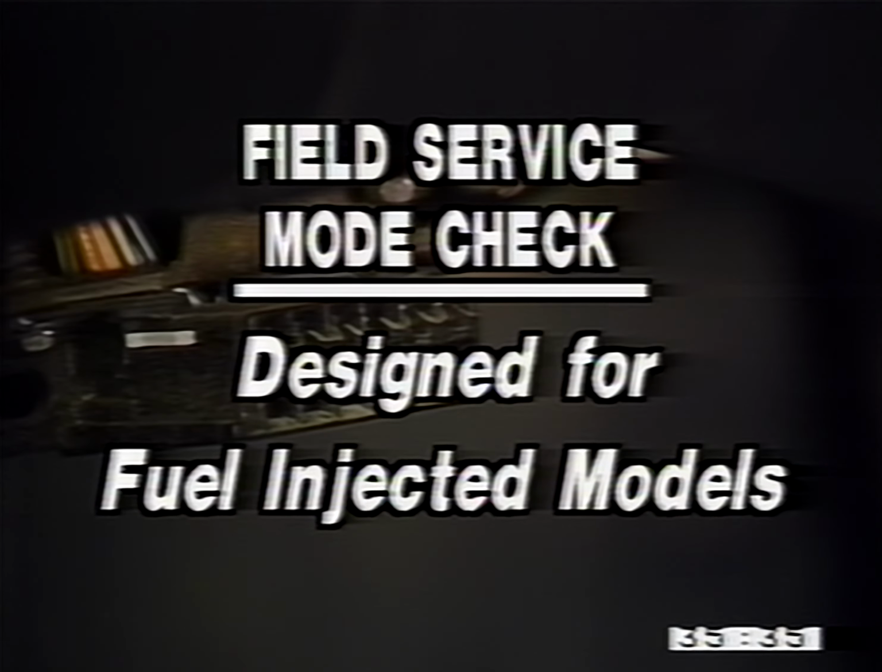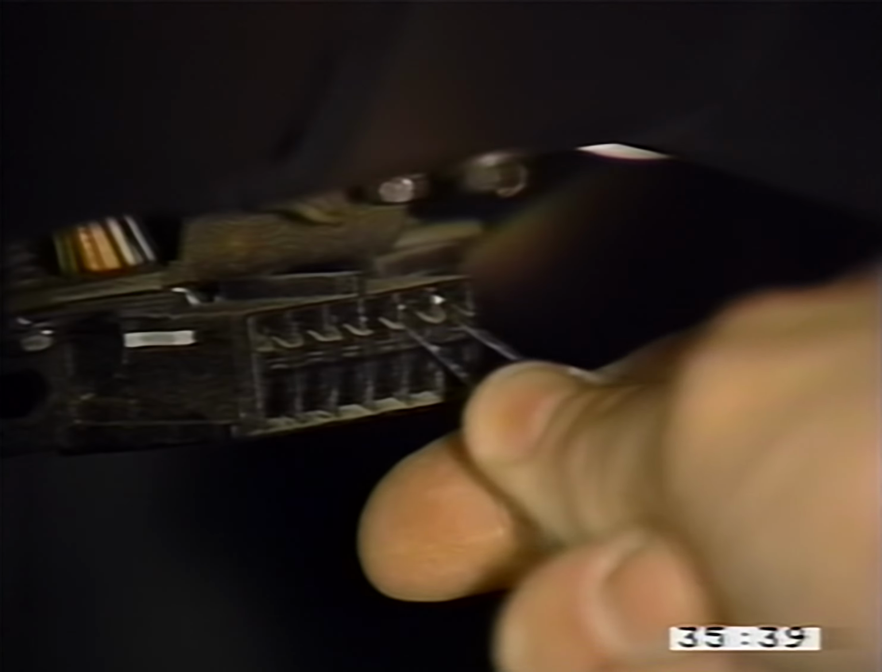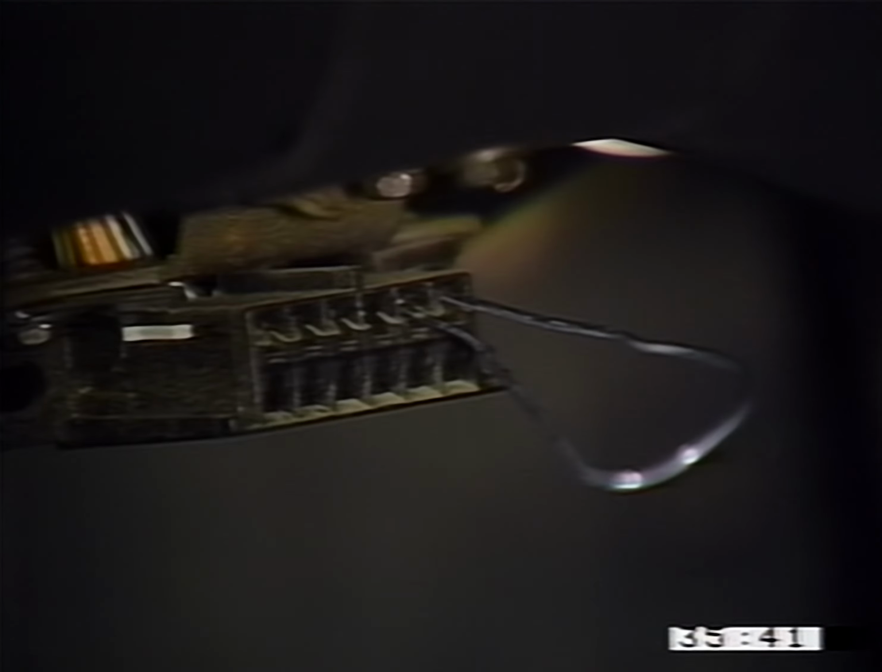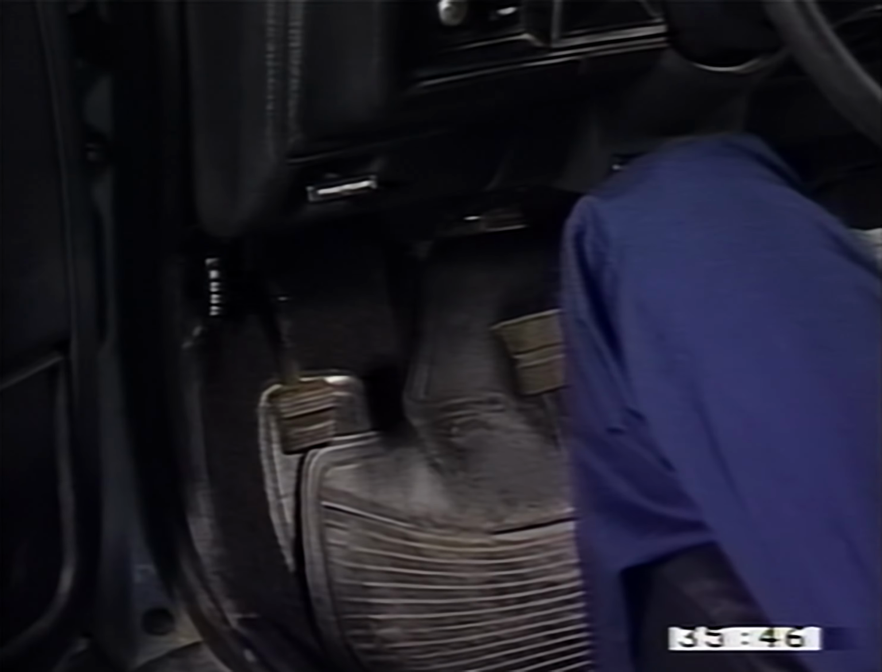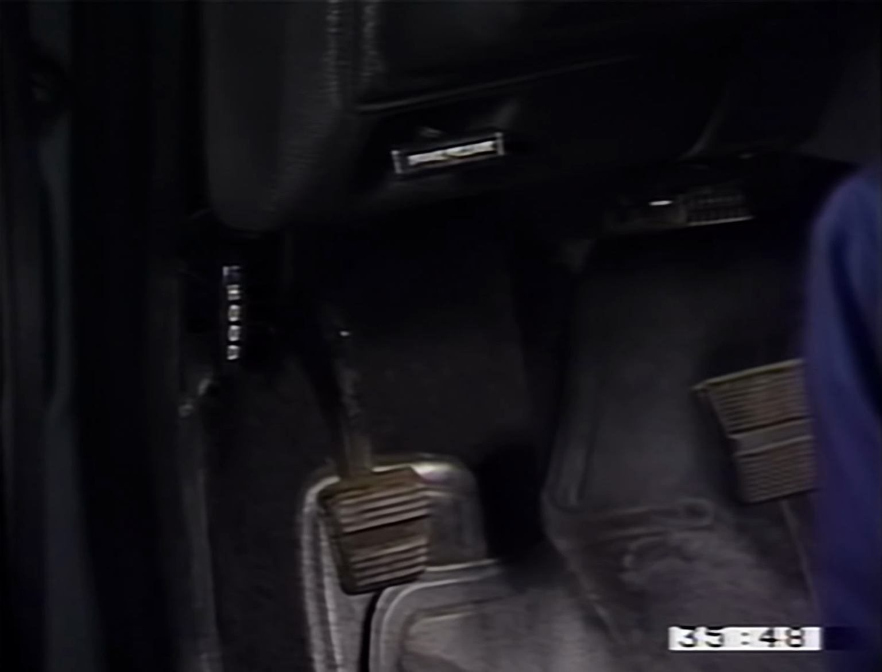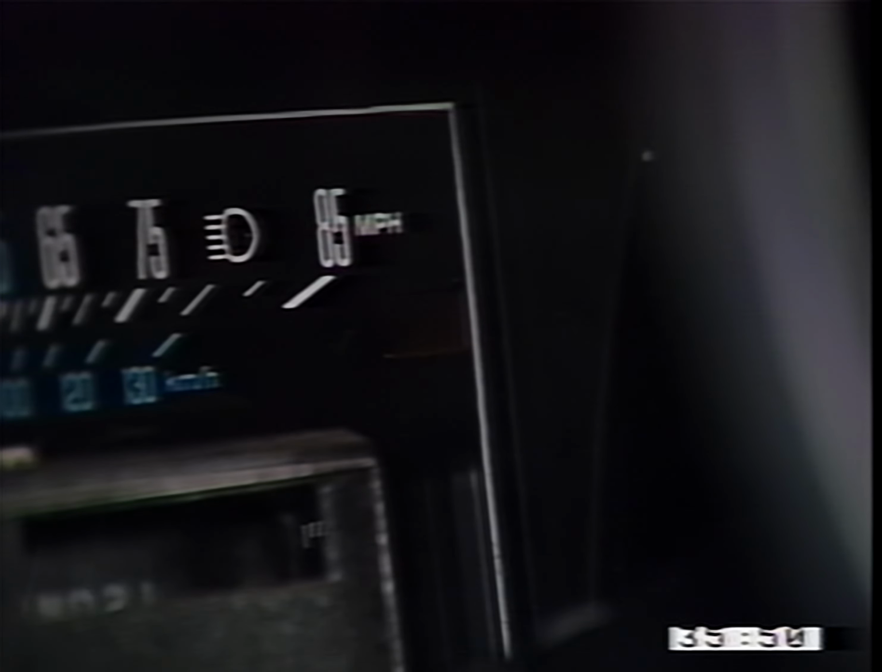The field service mode check, designed for fuel-injected models, involves grounding the ALDL while the engine is running. Remember to engage the parking brake and block the drive wheel, because the parking brake on front-wheel drive models will not hold the drive wheels. The check engine lamp will indicate operational modes with the ALDL grounded and the engine running.